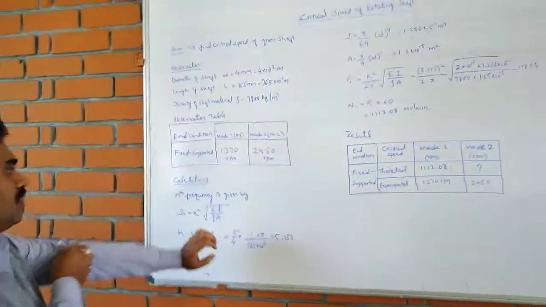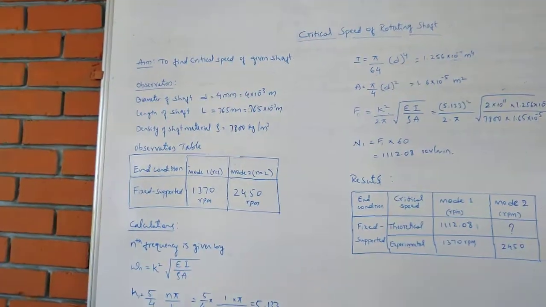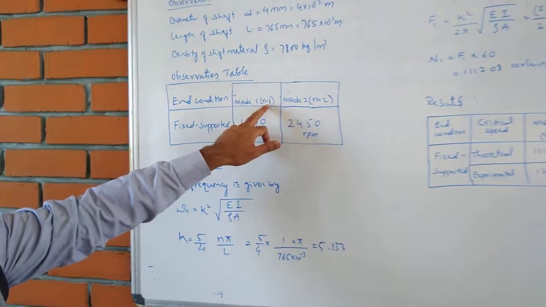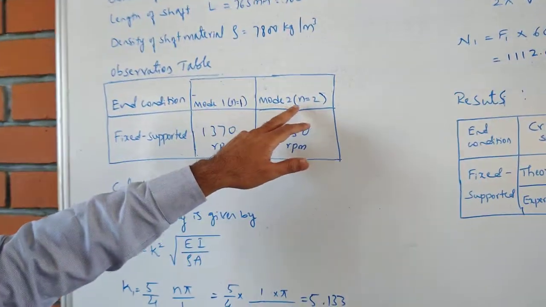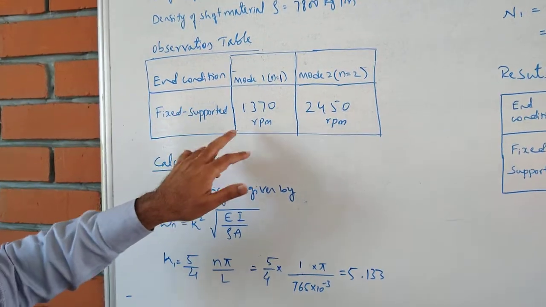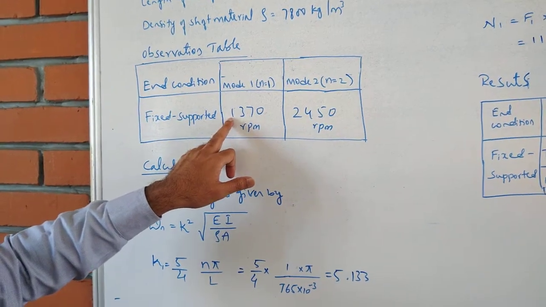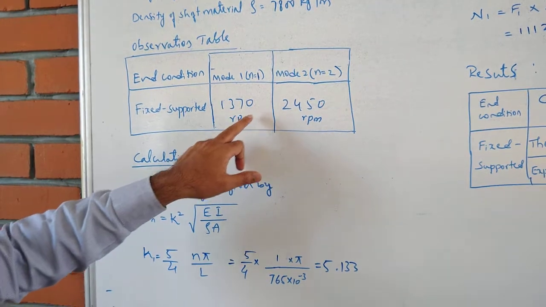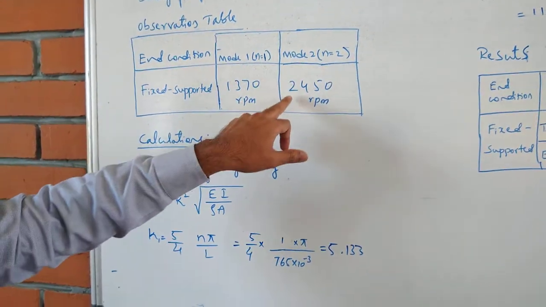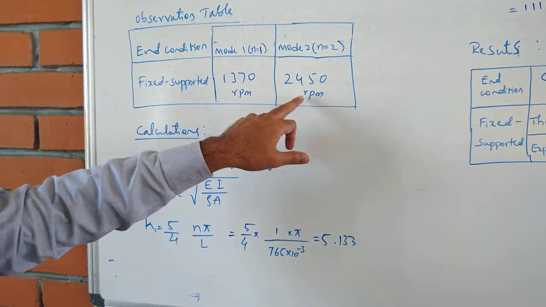After conducting the experiment, for mode 1, that is small n equal to 1, we write. For mode 2, small n equal to 2 we write. For fixed supported condition, the experimental speed is 1370 rpm for mode 1, and for mode 2, 2450 rpm.